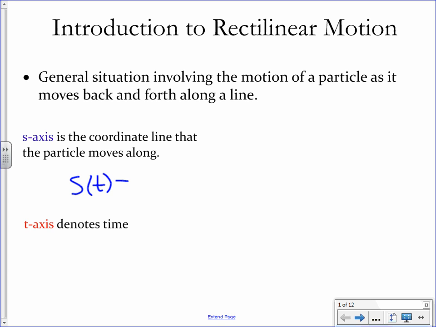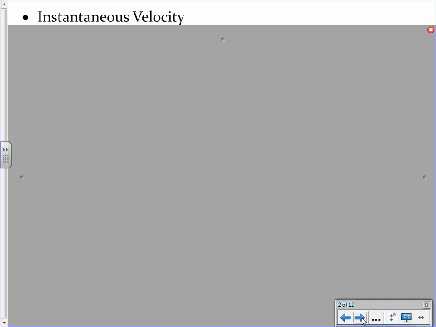S of t is going to be our position, and we're going to be looking at position versus time. Time is going to be our independent variable, which is the same as the axis you're familiar with in the xy axis. Which one's the independent variable? X. So t is our independent variable. Position is going to depend on time, right?